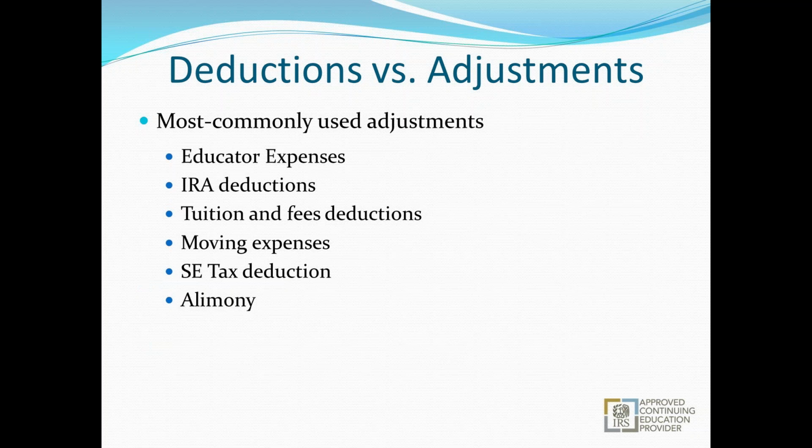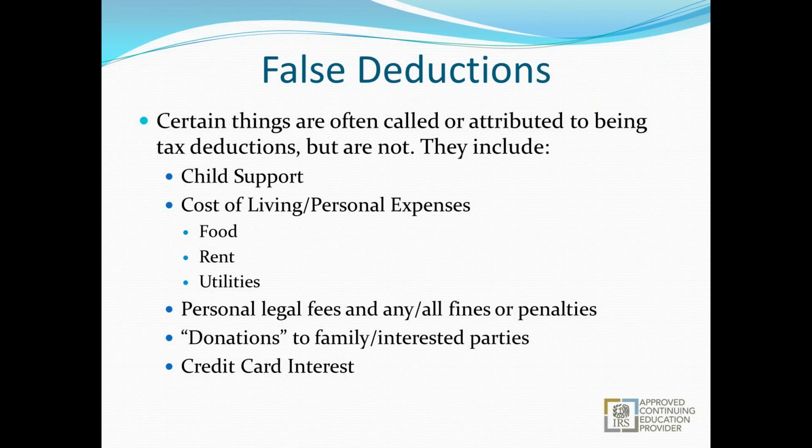Self-employment tax deduction, and alimony payments that you are making to a spouse pursuant to a divorce arrangement. All of these things are potential adjustments that you need to keep in the back of your head that could affect the return regardless of whether that Schedule A ever actually ends up being used. There are certain things that are false adjustments, or false deductions, I mean. They often are attributed. This goes back to that misconception discussion I had earlier.